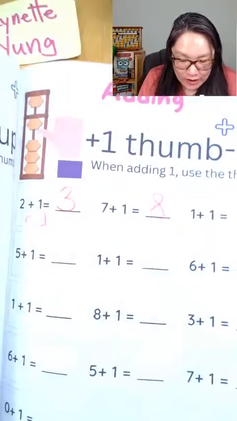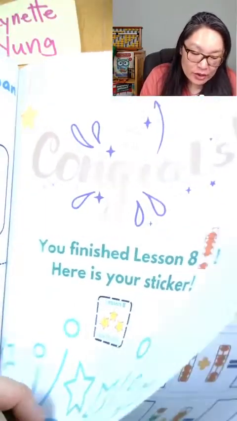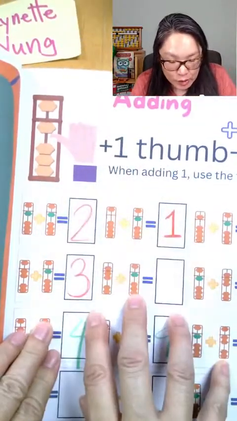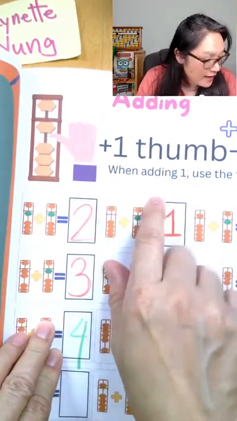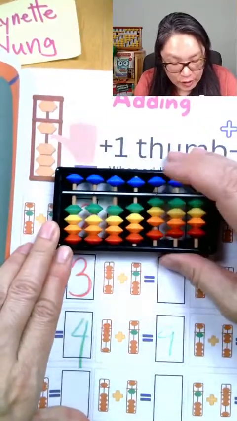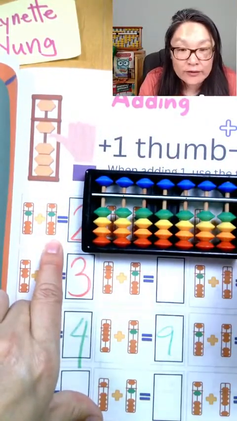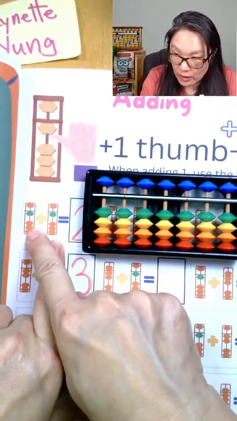And then after understanding what's bigger and what's less than, we actually go into adding and subtraction. Now, the reason why I have it here where it says plus 1 thumb up is that I'm trying to make sure that the kids know that the second add-in is what we need to focus on. So here is my question.